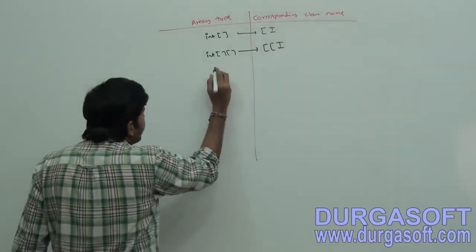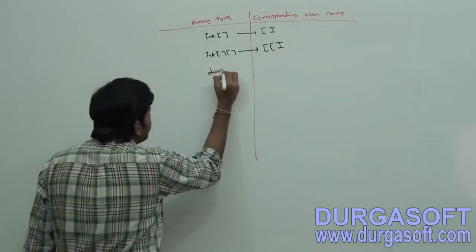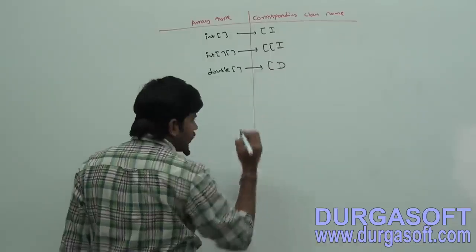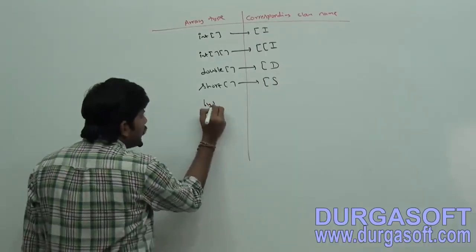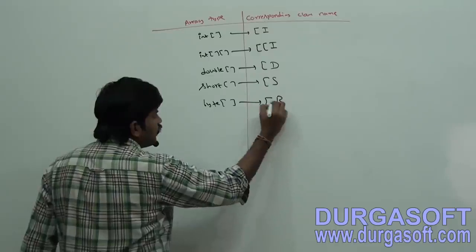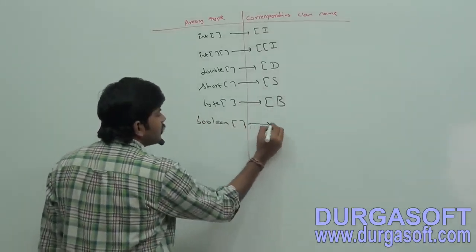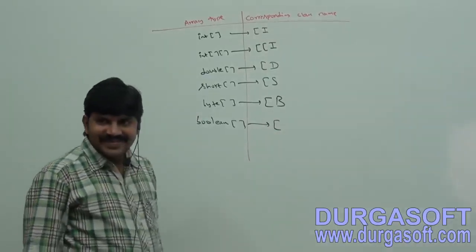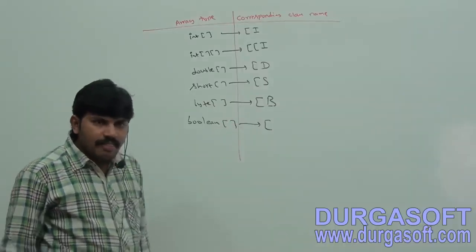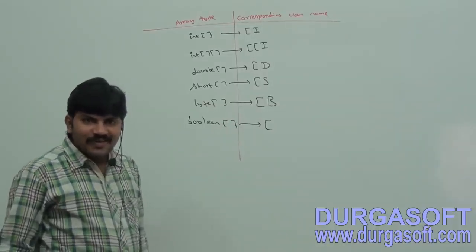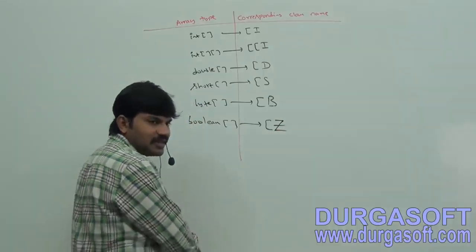Next, if I take a three-dimensional array, it is three square brackets and I. If I take a double array, then [D. A short array, [S. A byte array, [B. A boolean array, [Z. Let me show.